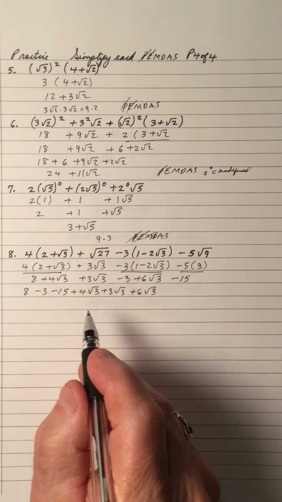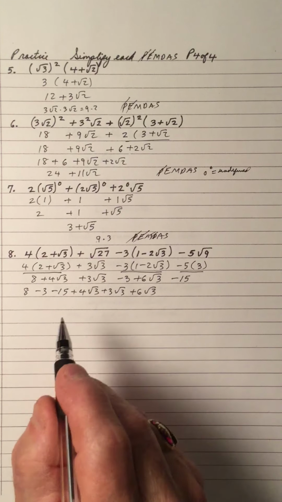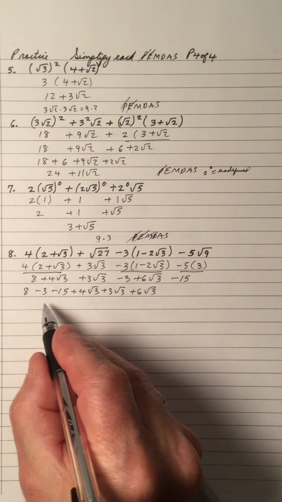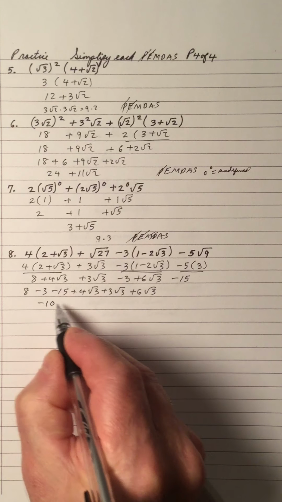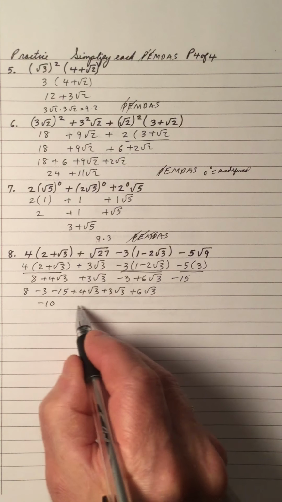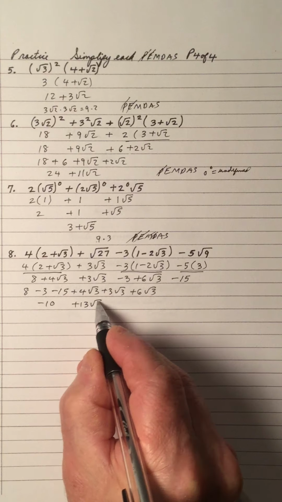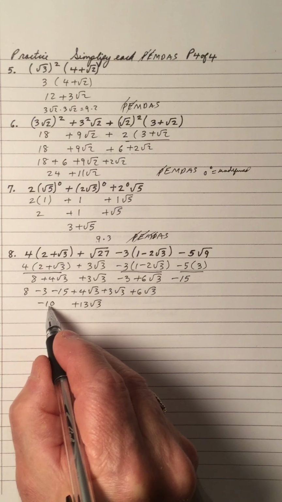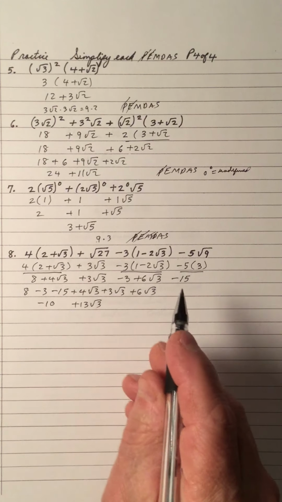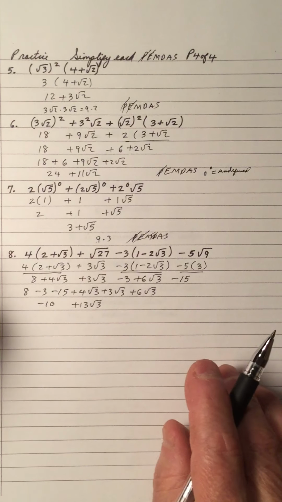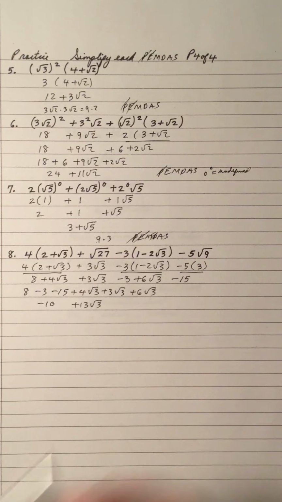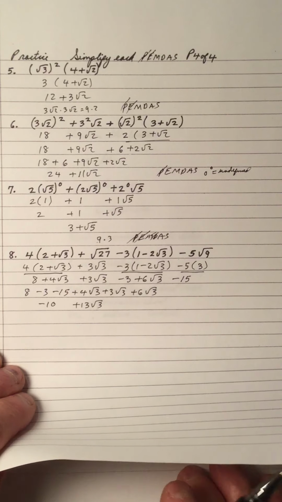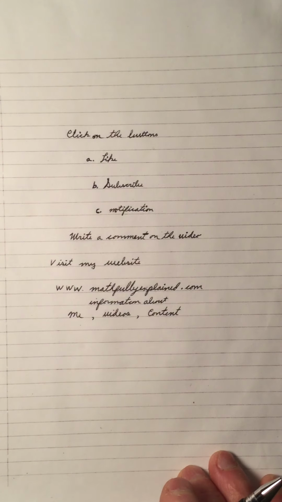Notice I'm moving these around, but I don't change them because I'm not transposing across an equal sign. So that's a negative 10. And 4, 3, and 6 makes 13. So I add the 3 of those to get negative 10. Add all those to get 13. And I can't add those because they're not like terms. So that brings us to the end of this video. And remember, it's the product of monomial times a binomial and the order of operations.